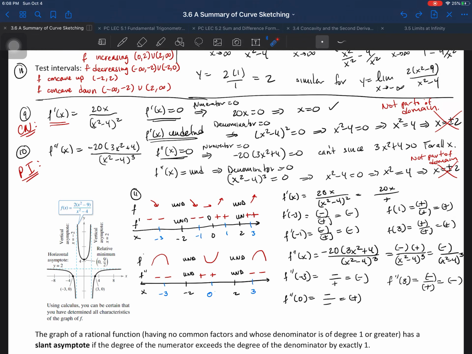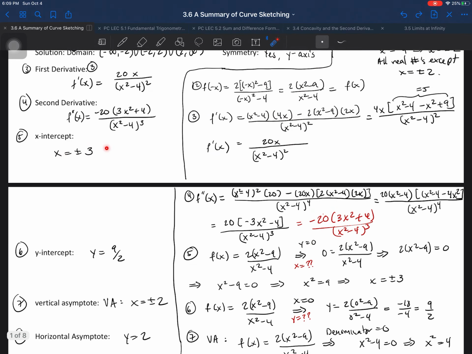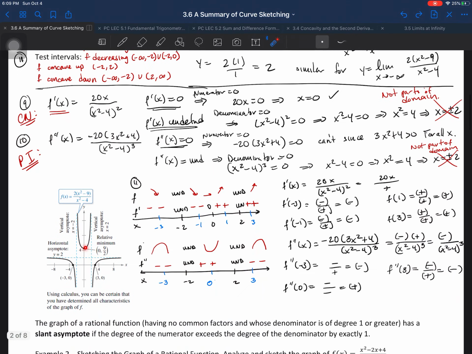Now, what do we know about the graph? We have intercepts, right? We have one x-intercept at negative 3, and we have an x-intercept at positive 3, right? According to our notes up here, negative 3 and positive 3. We also have a y-intercept at 9/2, so that means we're intercepting the y-axis at 9/2. So there you go. We already have asymptotes and 3 points.